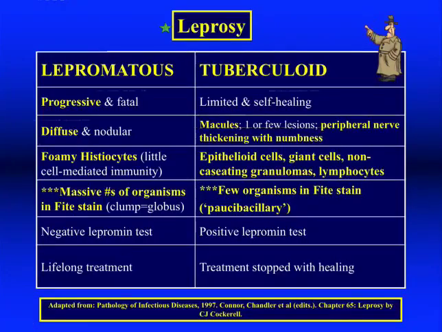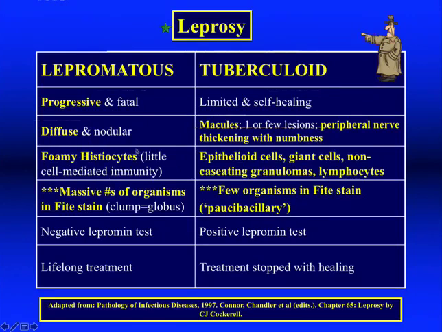We'll conclude with two words on leprosy. I told you there's two extremes, lepromatous and tuberculoid. Lepromatous tends to be progressive and fatal, produces diffuse disease, and microscopically all we see is foamy histiocytes, very similar to what I showed you with the immune compromised patient that had the HIV in the intestine.